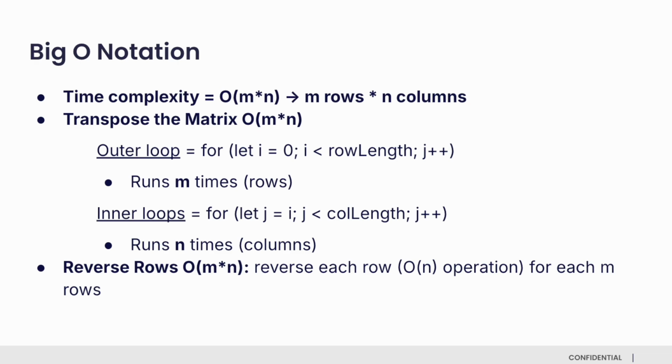Then our next step is reversing the elements in each row. Reversing a row is an O(n) operation, and since there are m rows to reverse, this step also has a time complexity of O(m times n). And when we break that down to the overall time complexity, both steps are going to contribute to the O(m times n). So the overall time complexity remains O(m times n), which represents the number of elements that we process in the matrix.